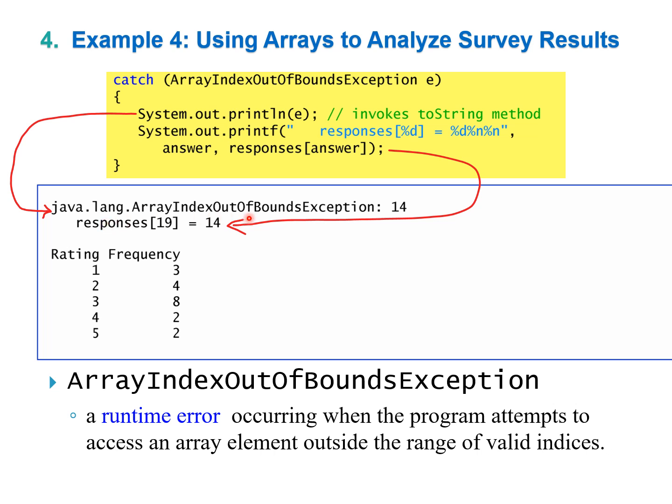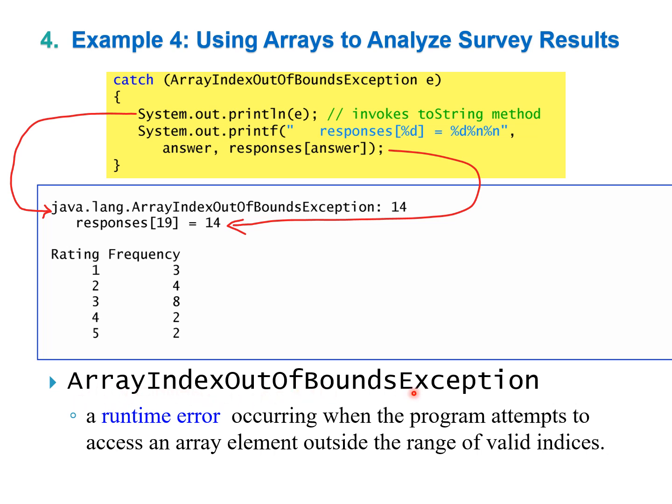When a Java program executes, array element indexes are checked for validity. All indexes must be larger than or equal to 0 and less than the array length. Any attempt to access an element outside of that range of indexes will result in a runtime error that is known as an array index out of bounds exception.